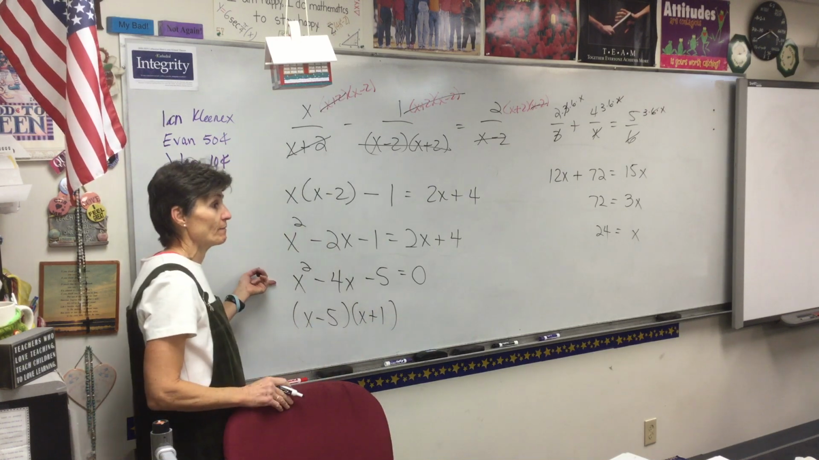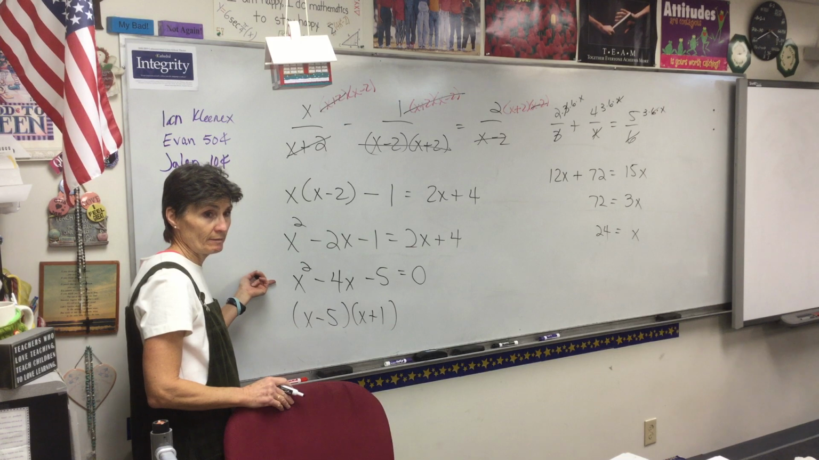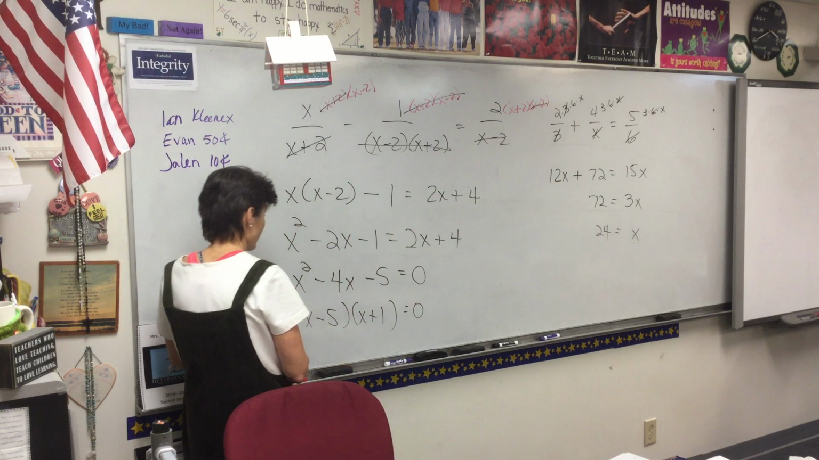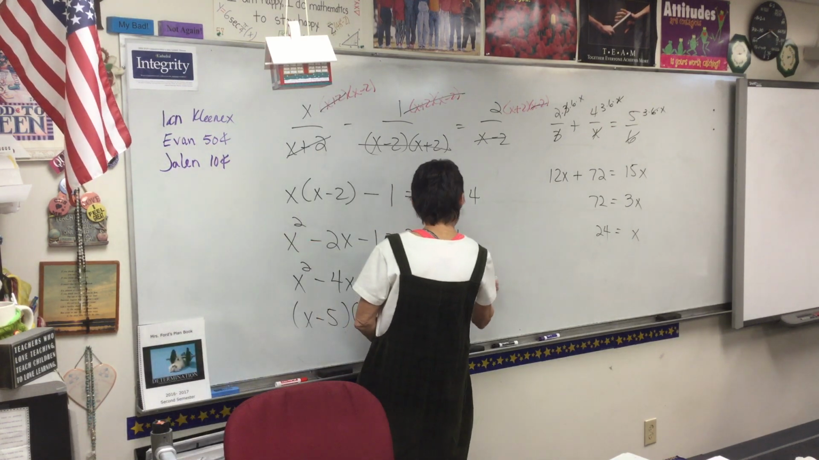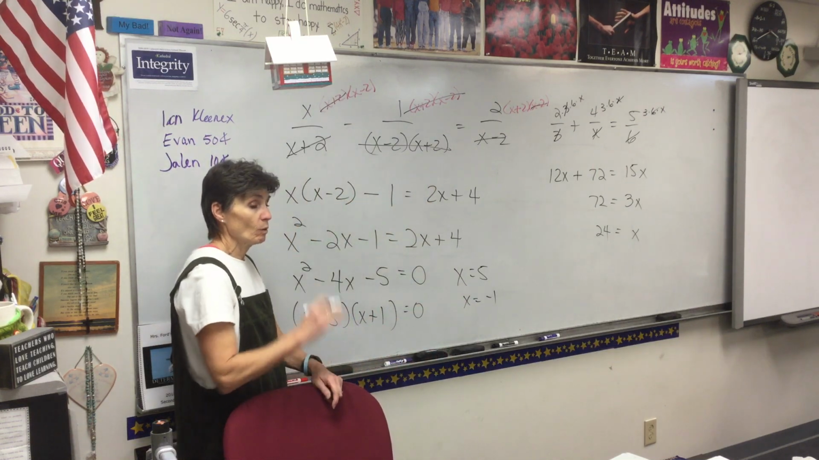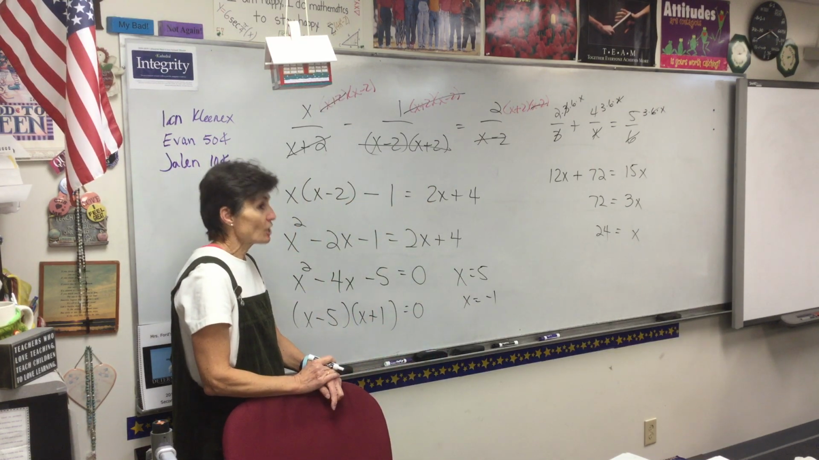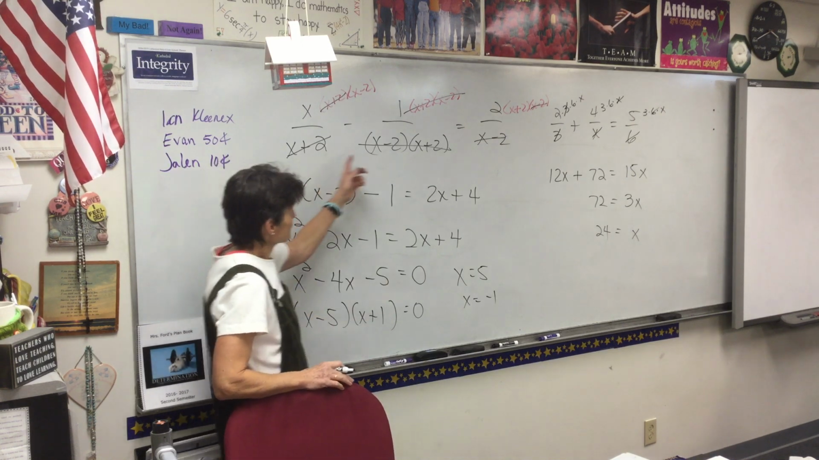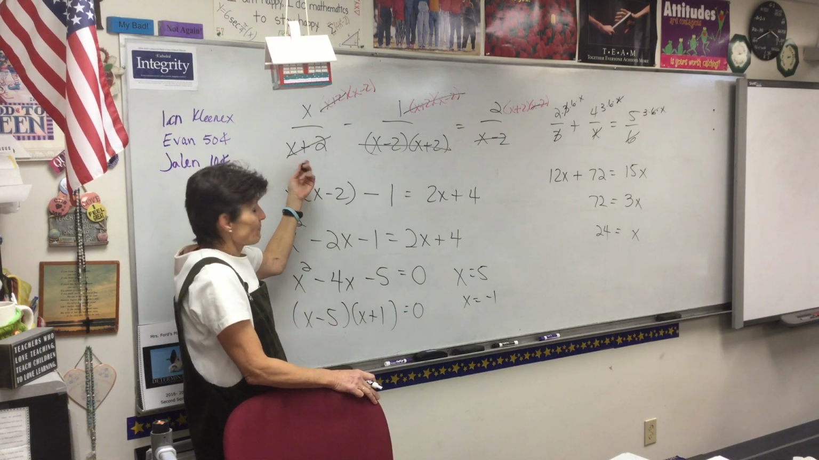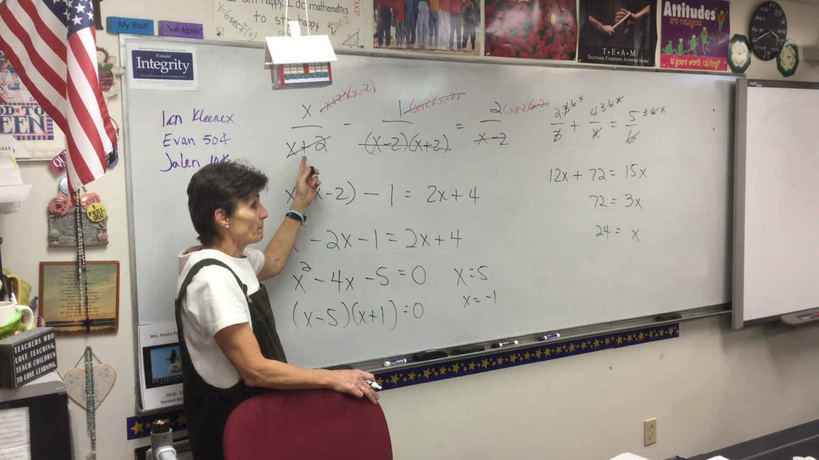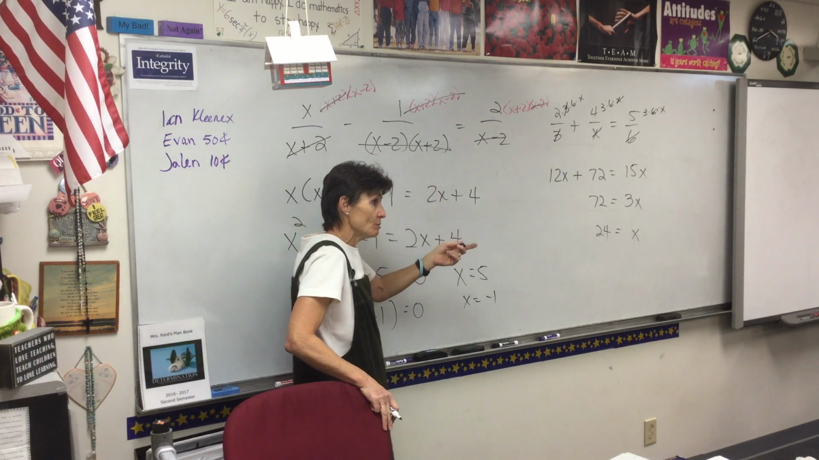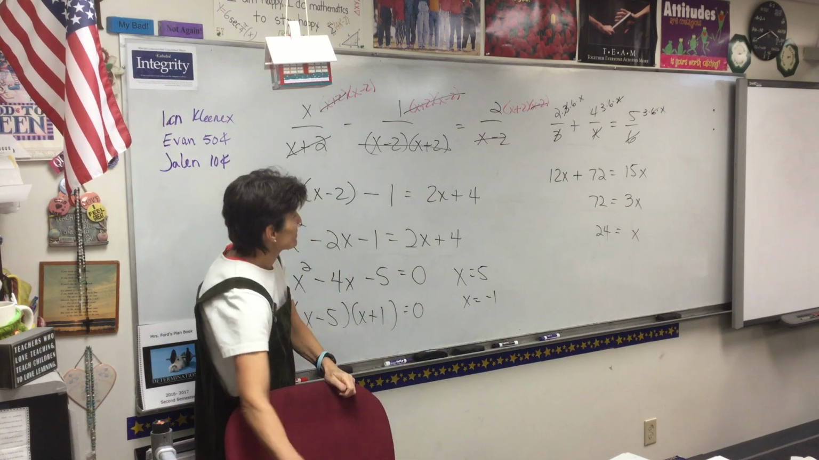And this is the place where if you want to use the quadratic formula, you can. This one does factor pretty easily, but you're allowed to use the quadratic formula. So we get x equals 5 and x equals negative 1. And then we have one more thing to do. Check for extraneous roots. So go back to the original, and you can tell if you're paying attention right from the beginning, the extraneous roots would be negative 2 or positive 2. Well, we didn't get those, so we don't have any extraneous roots.